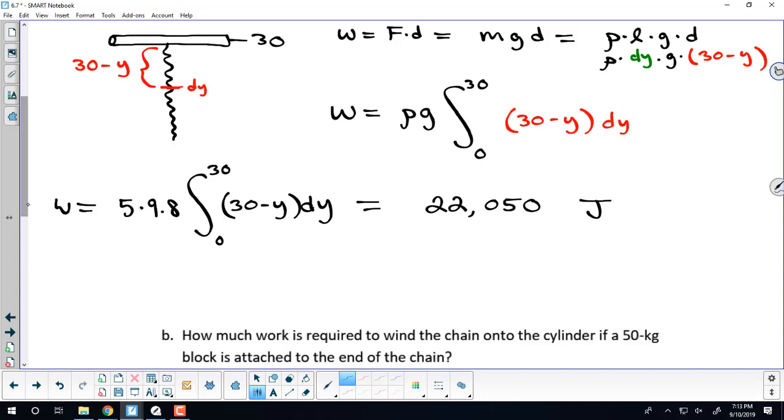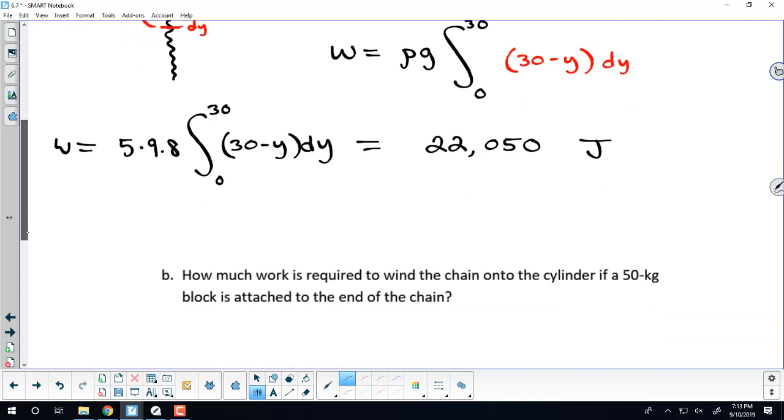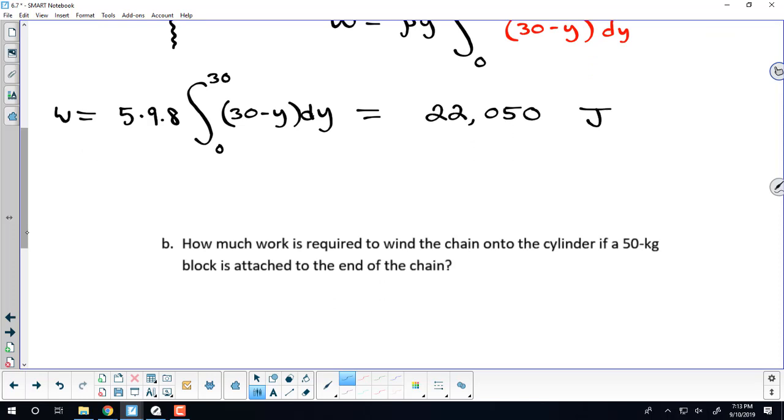Okay. So then, how much work is required to wind the chain onto the cylinder if there's a 50 kilogram block attached to the end of the chain? So just take a moment, think about that. I guess there's a couple of ways to do it. You don't necessarily have to involve an integral. So let's take like 5 minutes and see if we can figure that out.